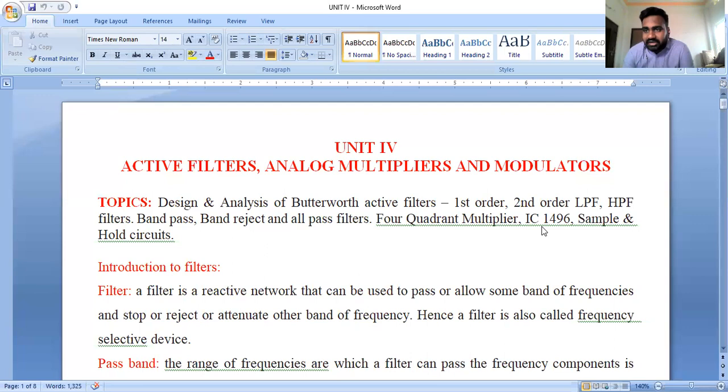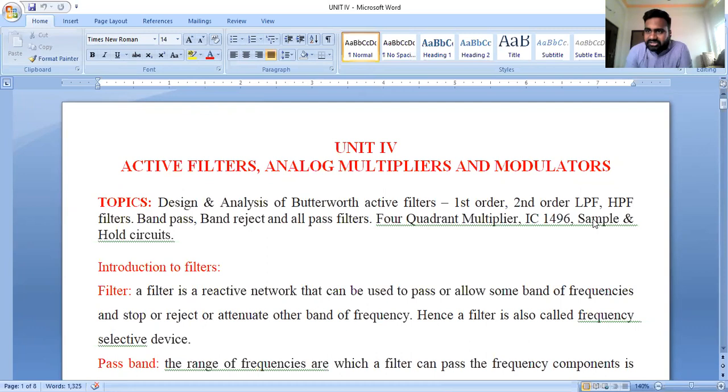Before going into the discussion of Butterworth active filters, or before designing them and discussing their objectives, we will first see the basic prerequisites we need. Most of you are already very familiar with the definition of a filter, the definition of frequency, and the definitions of pass band, stop band and so on. Most of you have studied these terms in your signals and systems, but it is necessary to recall that knowledge again.